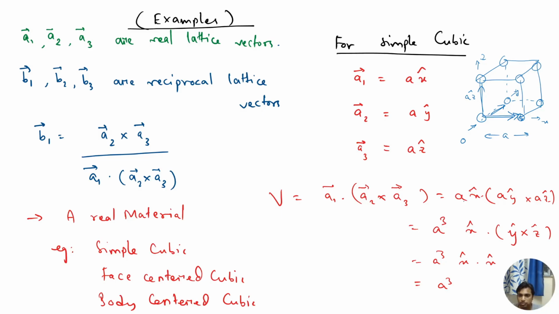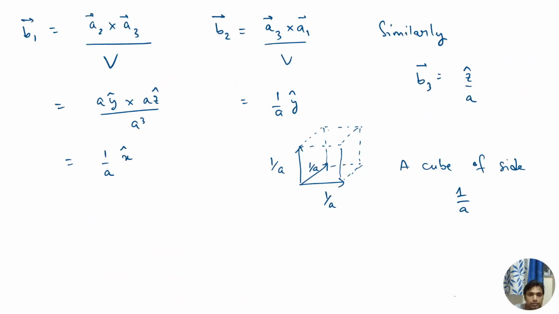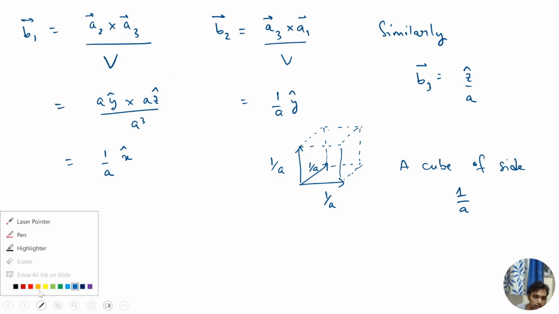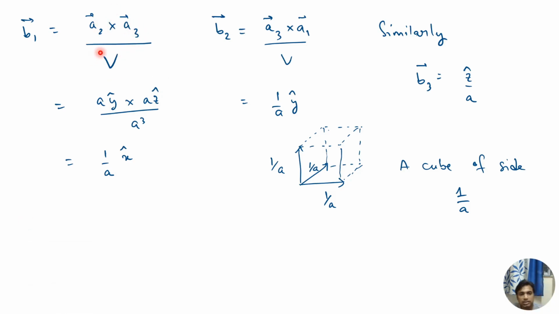The scalar values come out as A cube, and you have x cap dot y cap cross z cap, which is x cap dot x cap, which is 1. So the volume is equal to A cube. Now you have the volume, and the definition of b1 is a2 cross a3 divided by V.